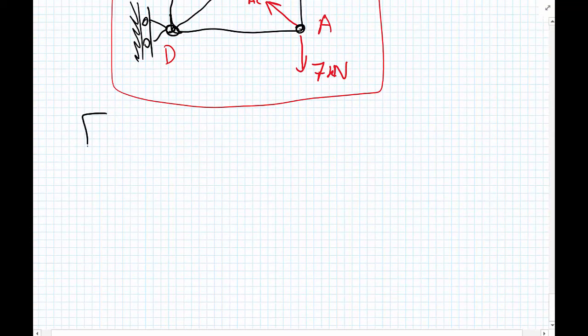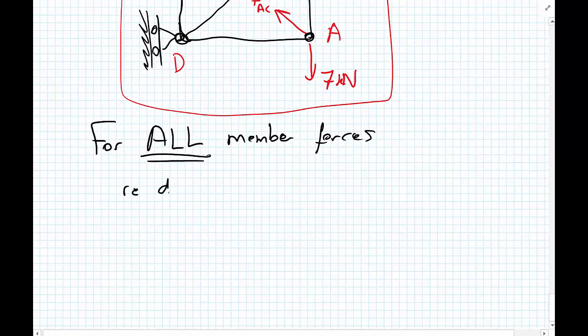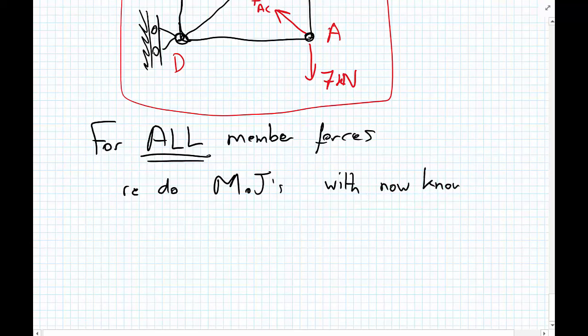So let's just write that for all member forces. So redo method of joints with the now known redundant member force.